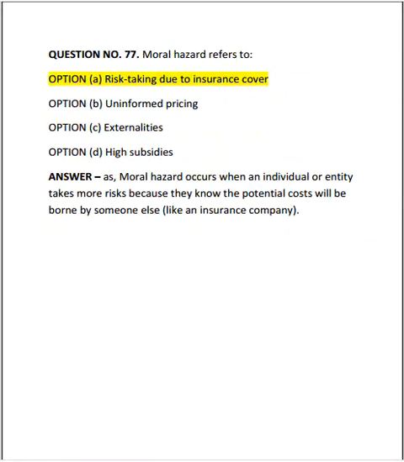Question No. 77. Moral hazard refers to. Option A. Risk-taking due to insurance cover. Option B. Uninformed pricing. Option C. Externalities. Option D. High subsidies. Answer. As, moral hazard occurs when an individual or entity takes more risks because they know the potential costs will be borne by someone else, like an insurance company.